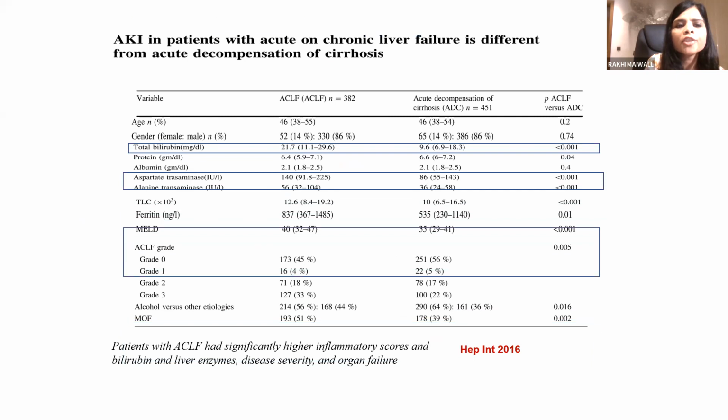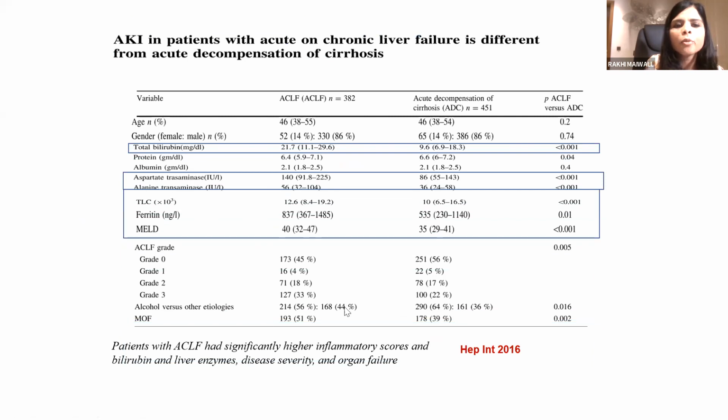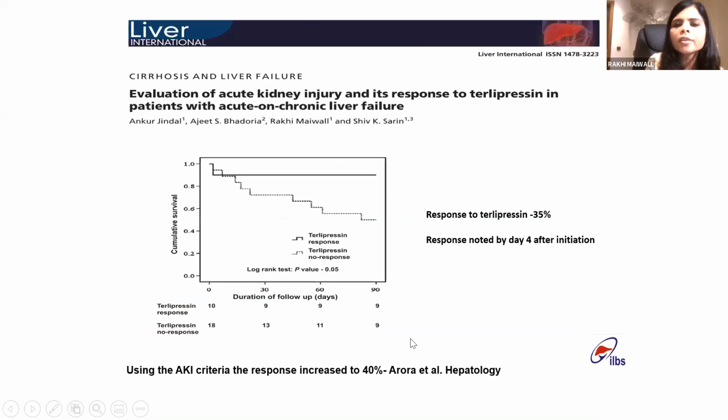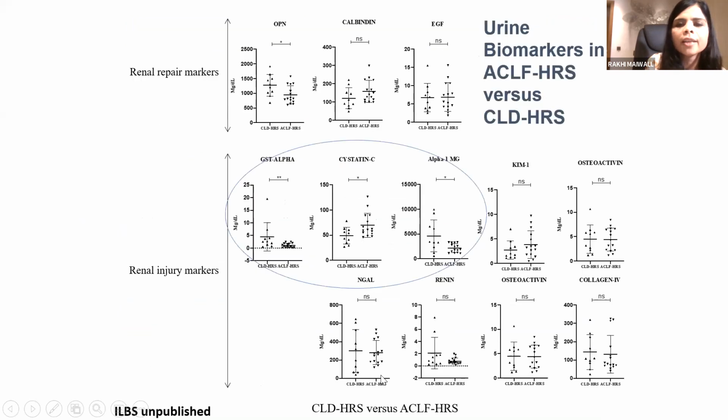And why we cannot extrapolate the same guidelines: this is our own paper where we showed that AKI is very, very different in acute on chronic liver failure. These patients have rapid progression. These patients have more structural AKI. They are non-responders to terlipressin. The response is just in 35% of these cases, and if you use a continuous infusion, only up to 40%. So most of these patients will require dialysis.